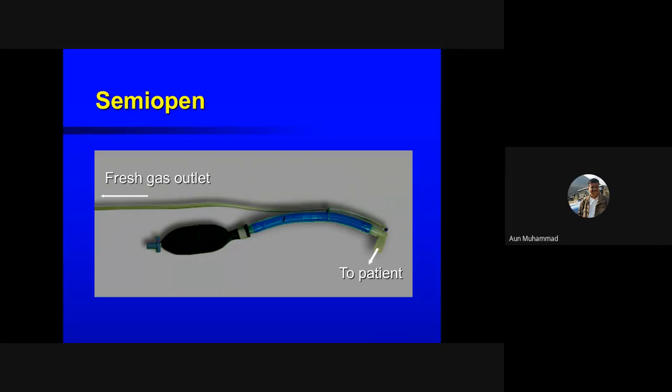There is no channel for the rebreathing reservoir. So no rebreathing system is present in this system. The patient will expire the gas, and that gas would be expired directly into the environment, right? So this is called the semi-open system, in which the system only has the inspiratory system, but no channel for the expiratory system.